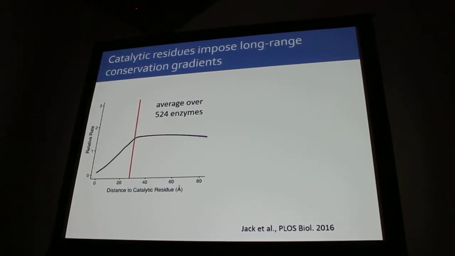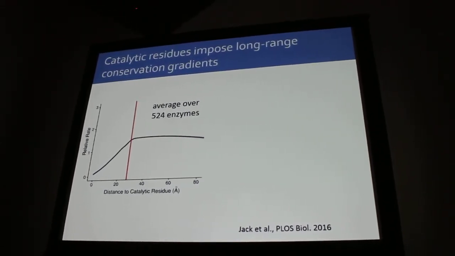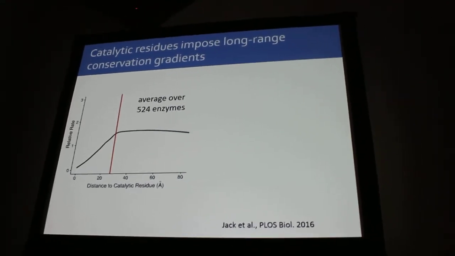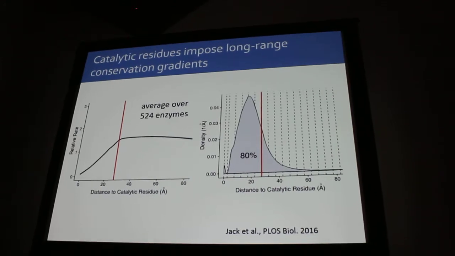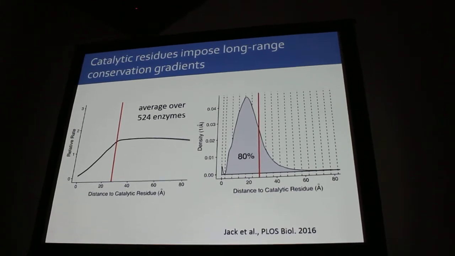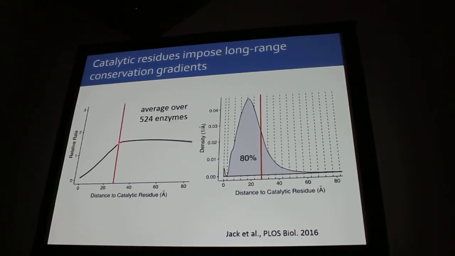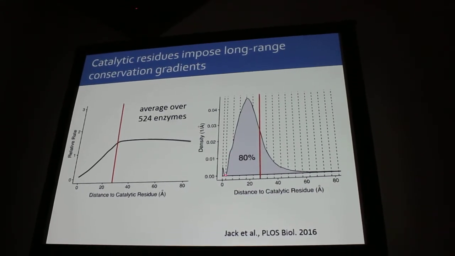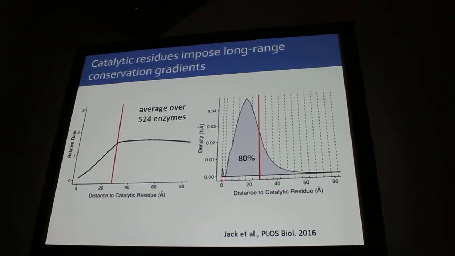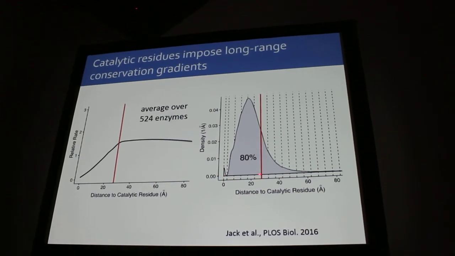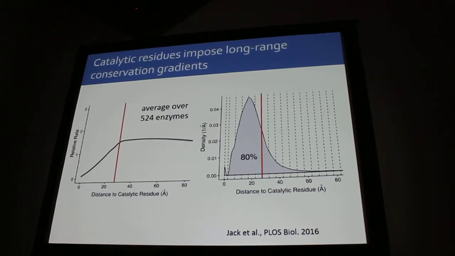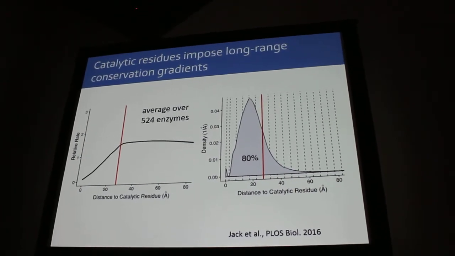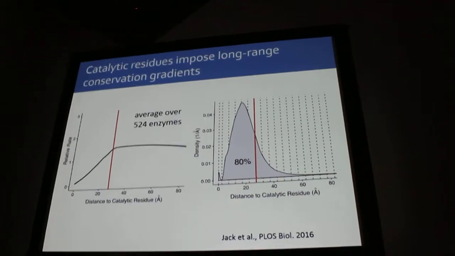The leveling off, though, is a bit of an artifact, because if you look at how many residues you have captured here, you have captured almost 80% of the average structure by this point here. So this is the number of residues that you find as a function of the distance to the catalytic residue. And by about 30 angstroms, you've captured 80%, right? And so this tail here is just really thin. There's not a lot of data, and that just causes this artifact.